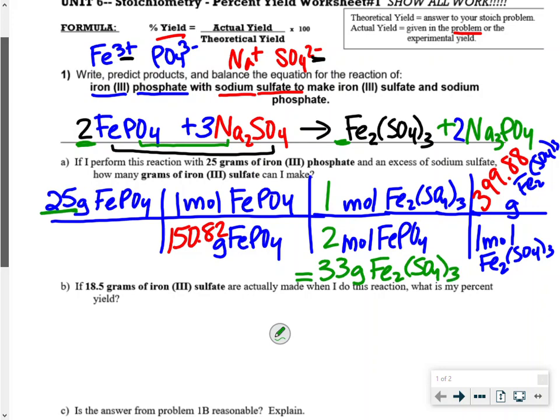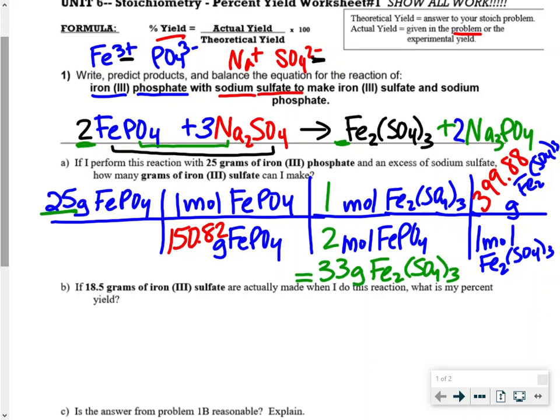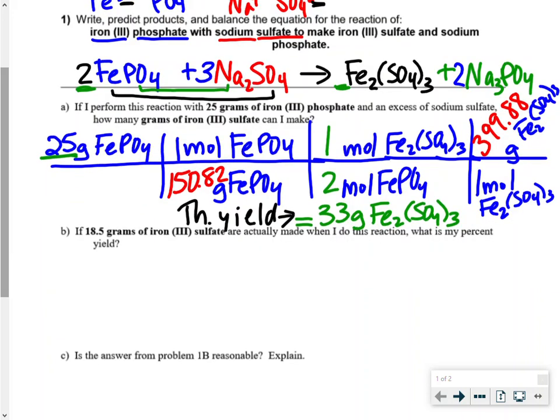This results in, looking at here, we have how many sig figs? 2, so let's make it 33 grams Fe2(SO4)3. This is the theoretical, because we did the Stoich problem to figure it out. Theoretical yield. Now, if 18.5 grams of iron(III) sulfate are actually made when I do the reaction, what is my percent yield?